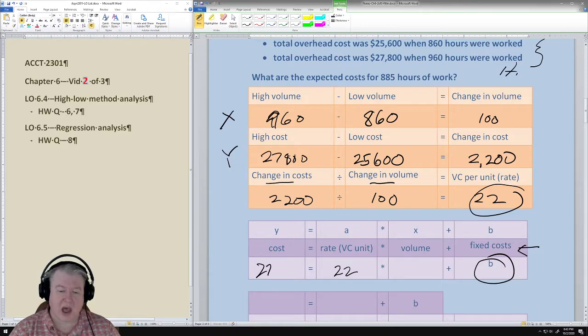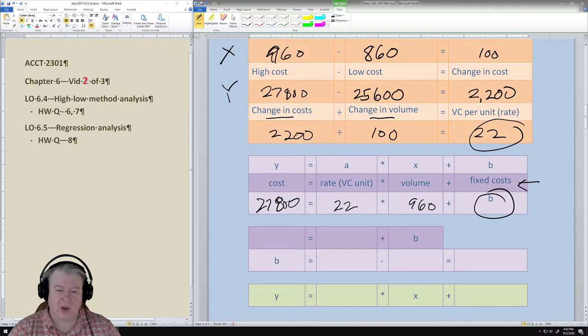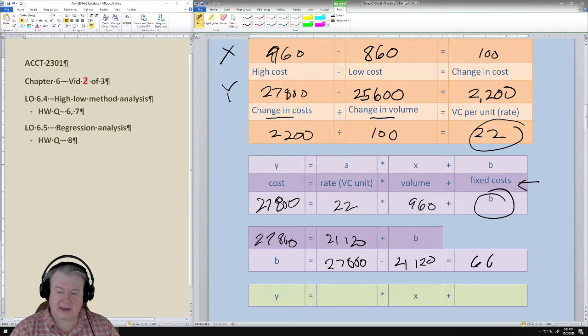I'm just going to use the high right now. The 27,800, so that's the y, equals the rate times, and what was the amount of hours? 960. And when we go ahead and solve it, this is still going to be 27,800. 22 times 960, I've already figured that out. It's going to be 21,120. And what we do is we just move the 21,120 over to the other side. So solving for B is going to be 27,800 minus 21,120, and what that says is 6,680.